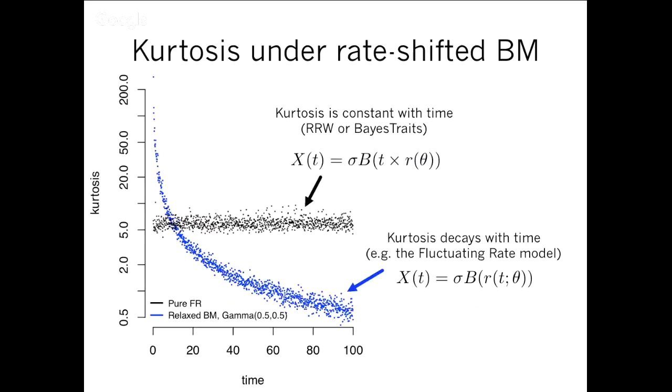And what this means is that you can essentially pull that factor r of theta outside of the Brownian motion component, and you're left with a distribution of traits that doesn't directly depend on time. What this implies is that the kurtosis under these relaxed random walk models is constant regardless of how long a branch is. Now, for these pulsed models, as I mentioned previously, the kurtosis decays with time. And so one way that these two different types of processes differ is in how kurtosis is distributed with respect to time. And what that means for a phylogeny is how kurtosis is distributed with respect to divergence times among species.